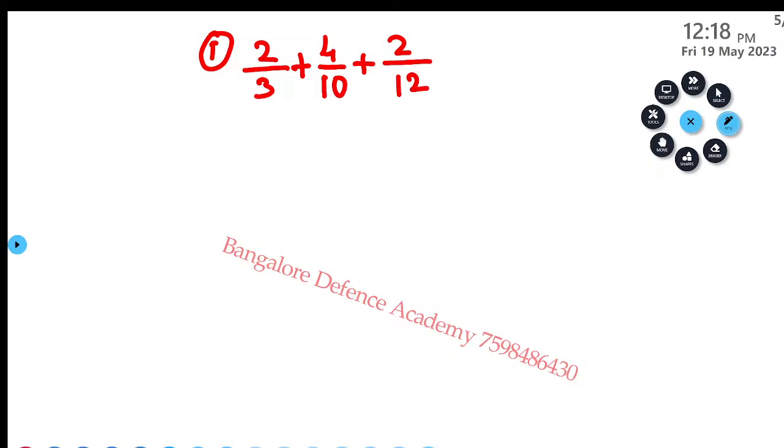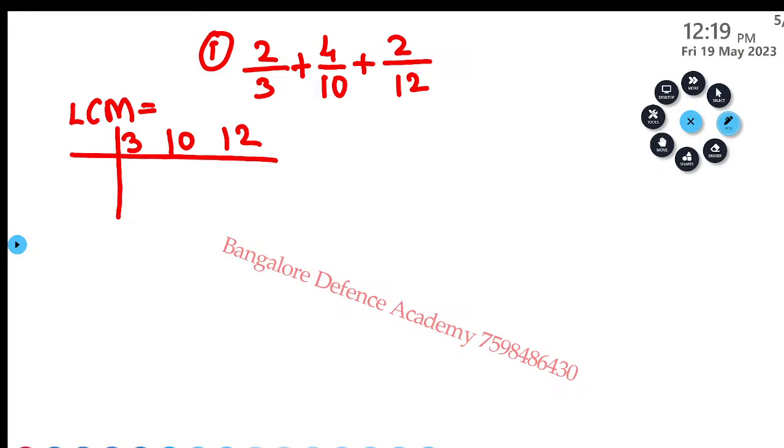Okay, now method 1 you can cross multiply, but look at the numbers, you get 3 into 10 into 12, it becomes very big. Okay, 3600 you will get in the denominator. That is very challenging. So first I am going to make LCM. Okay, I'm going to find the LCM. Write 3, write 10 and write 12.